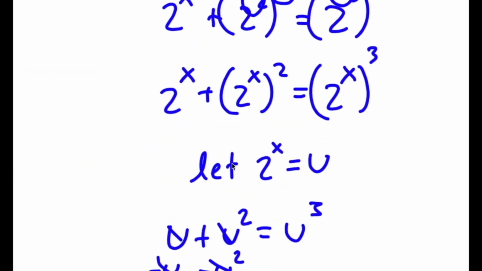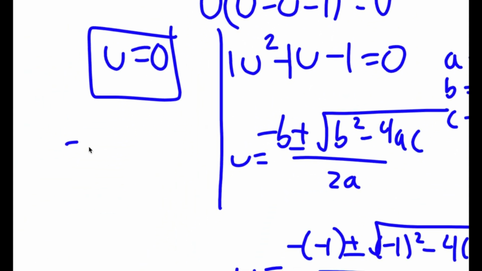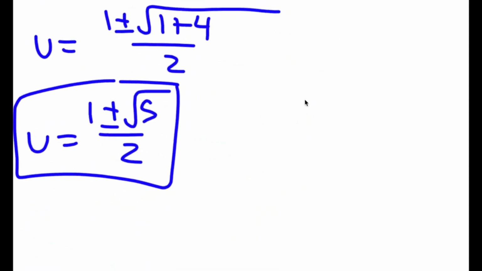So now remember how we let 2 to the power of x equal u. So let's first start with u equaling 0. So we have 2 to the power of x equals 0. And there's actually no solution to this because you can't take the power of a number and make it equal 0.